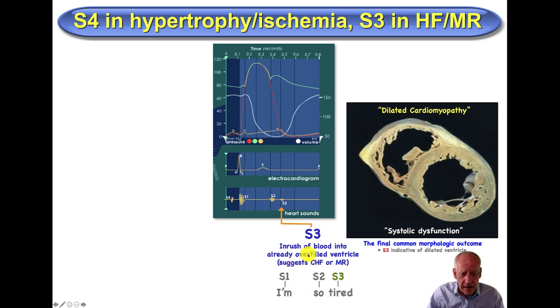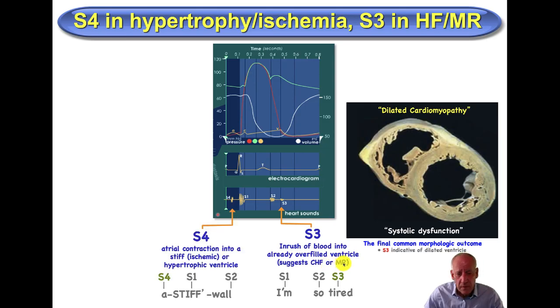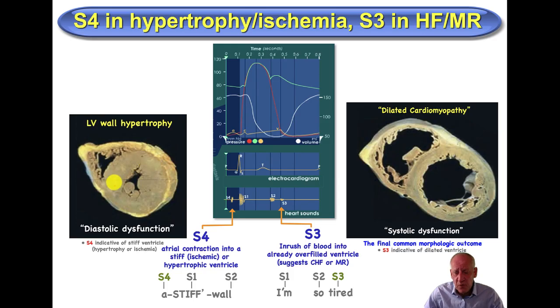And this is why an S3 can suggest either CHF or mitral regurgitation. An S4 sound occurs during atrial contraction in patients with a hypertrophied stiff ventricle, diastolic dysfunction. As the atria contract and kick additional blood into this thick, stiff, non-compliant ventricle, the atrial kick will slam into these stiff walls, causing reverberations which give rise to the S4, like a stiff wall, a stiff wall, a stiff wall.